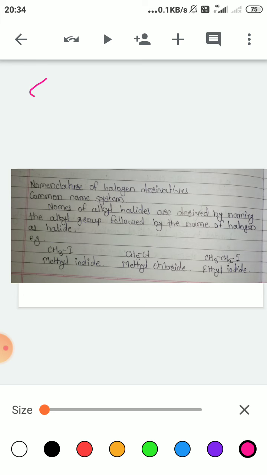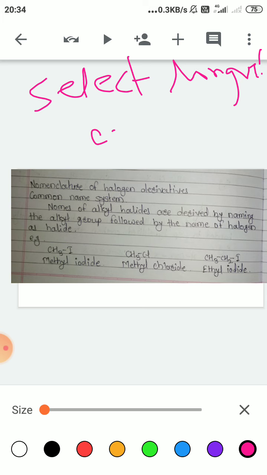First, select the longest continuous chain. Second, number the carbon atoms so as to give the lowest number to the functional group. Here in alkyl halides, the functional group is the halogen atom. So number the hydrocarbon chain so that the carbon containing the halogen atom will get the lowest number.